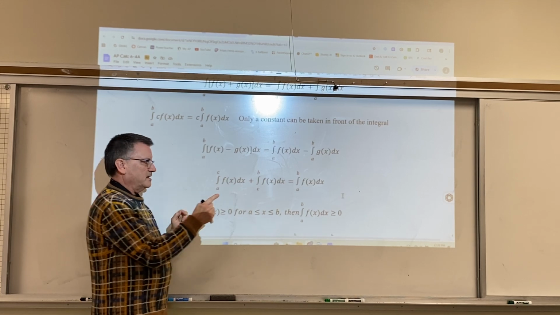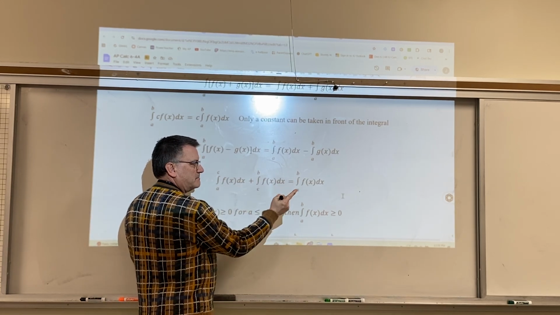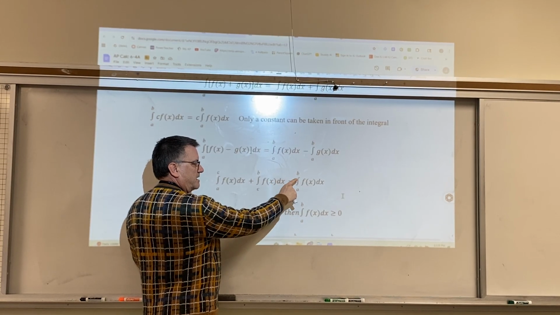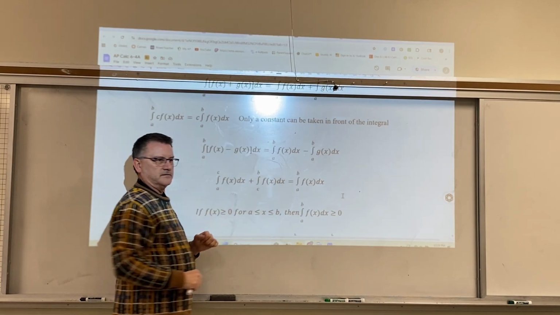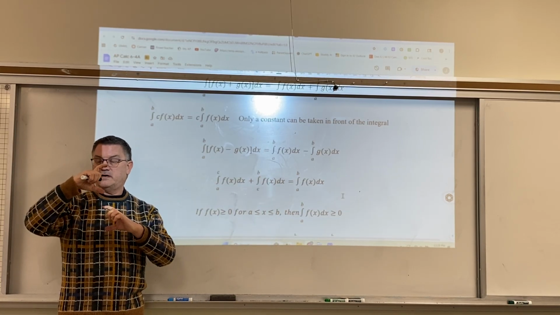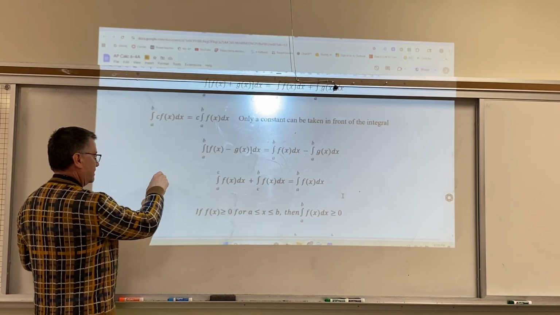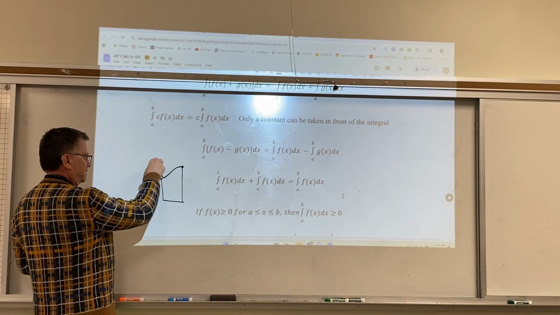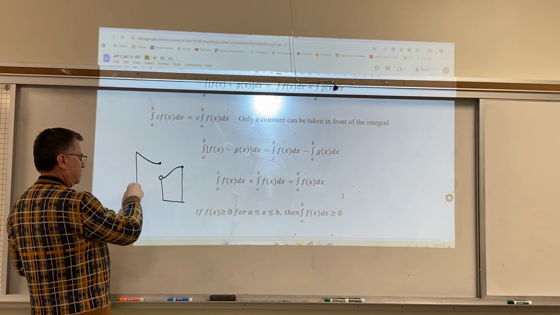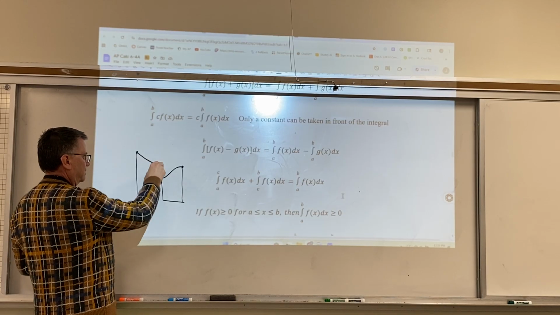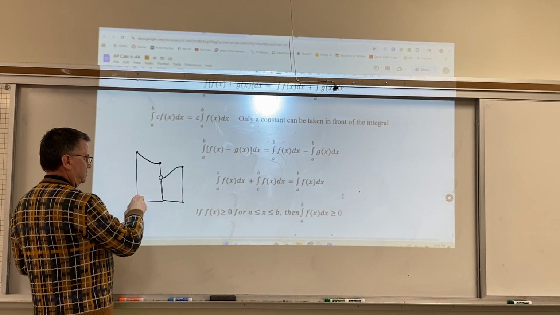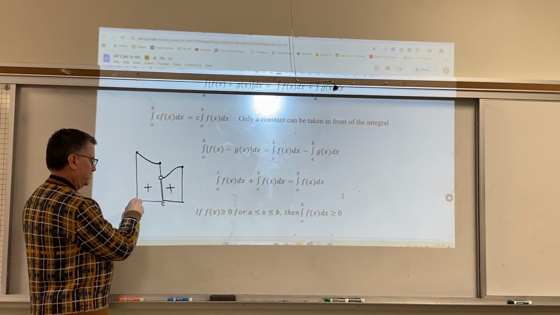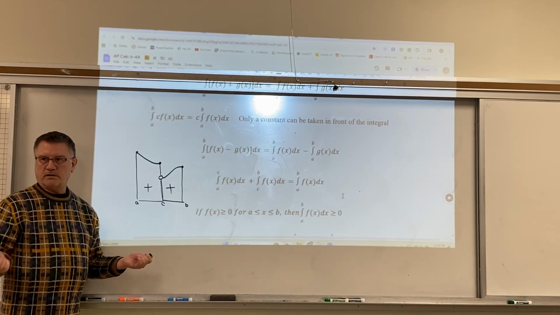But if you read it from right to left, if I want to go from A to B, sometimes it's really easy to go from A to some point in the middle, and then from that point in the middle to the other piece. Especially when you have a jump discontinuity, I can probably go from here to here pretty easy. And I can probably go from here to here pretty easy. And then I'll just add this piece to that piece. And this would be my C. Sometimes it's easier to do that.